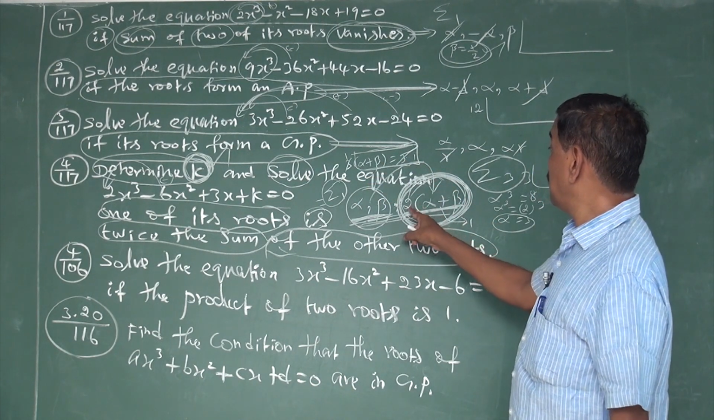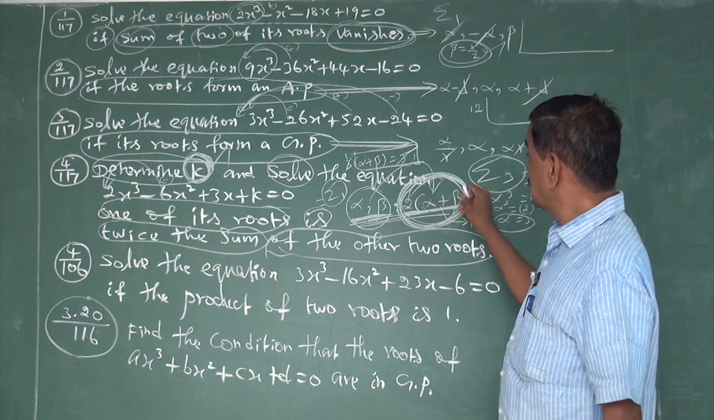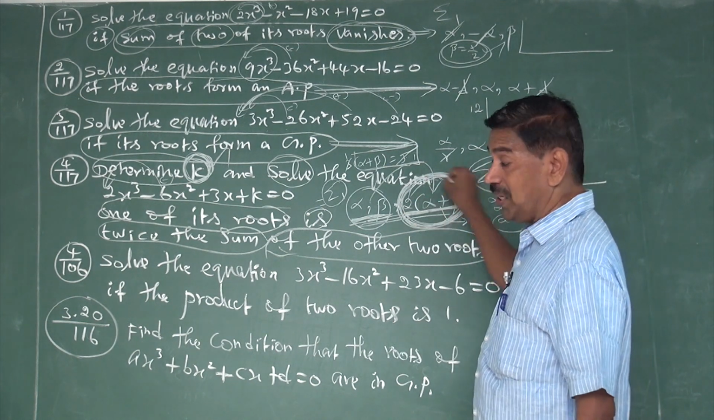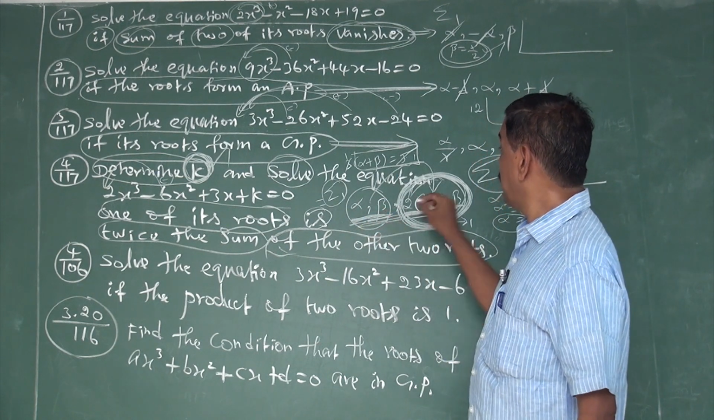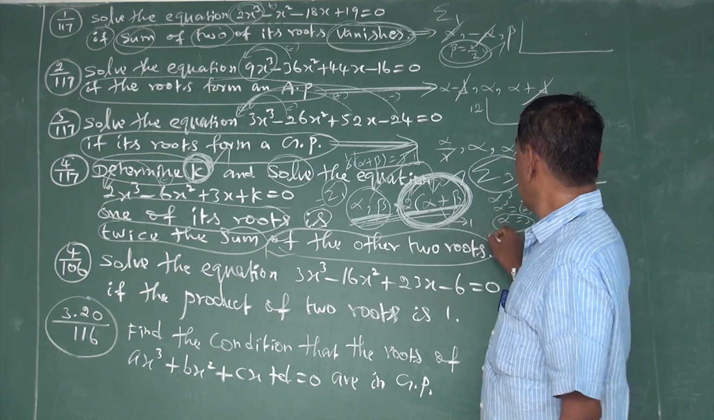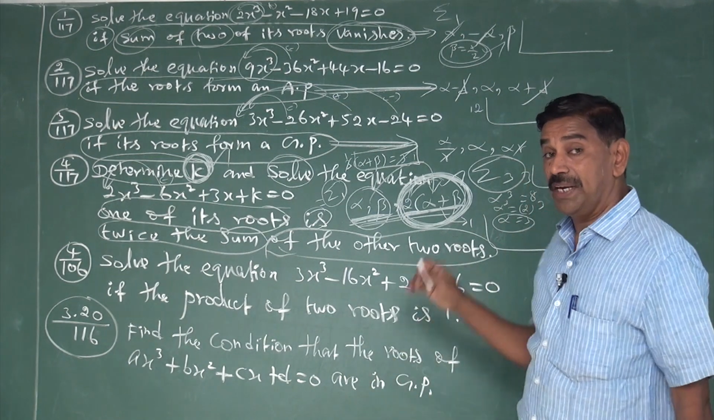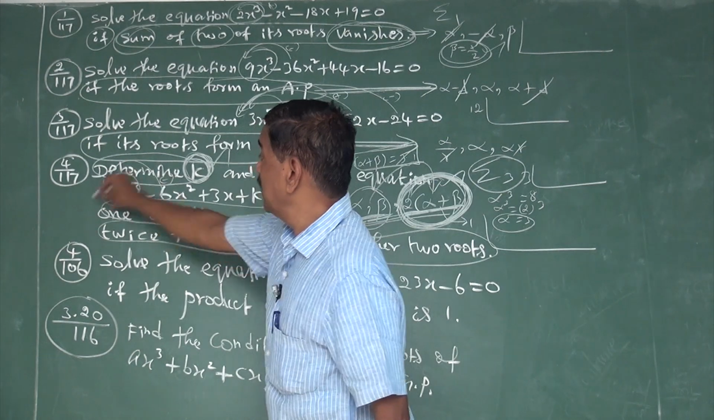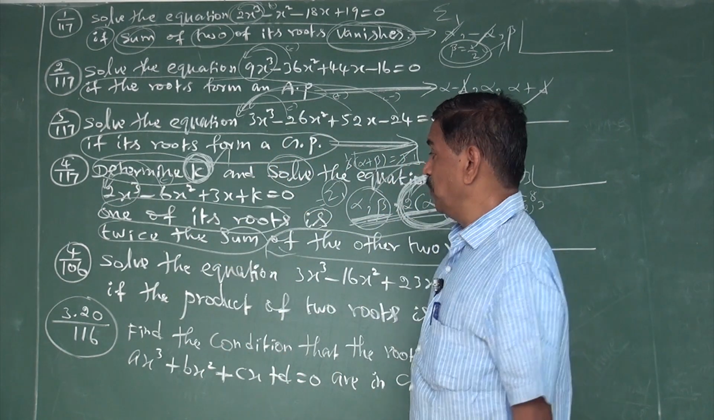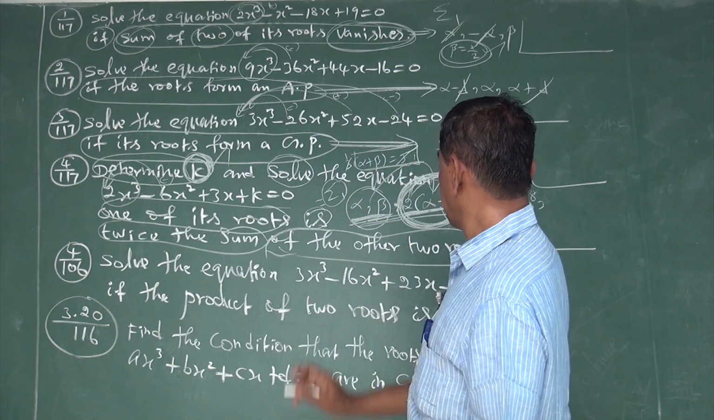That means 2 into 1. That means 2. So 2 is one root ready. So let the roots be alpha, beta, 2. If you know one root, then suddenly use synthetic division. We get a quadratic equation. Solve the quadratic equation, we will get 2 more roots. So totally 3 roots ready. Cubic equation, okay.